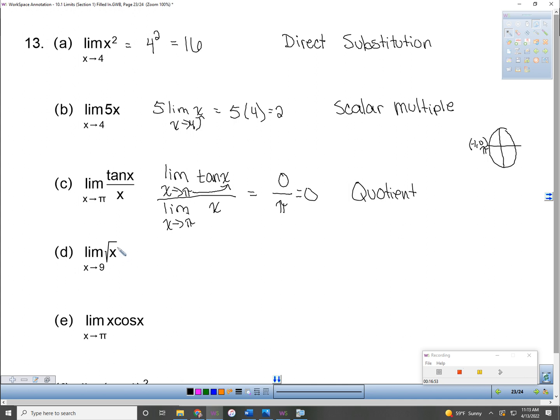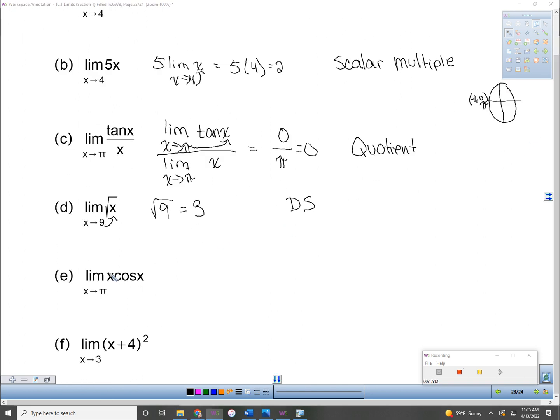Okay, so here, I don't have any rules that have to do with square roots, so I'm just going to directly substitute in. So I get the square root of 9, which is 3. So my limit would be 3, and that's another just direct substitution.